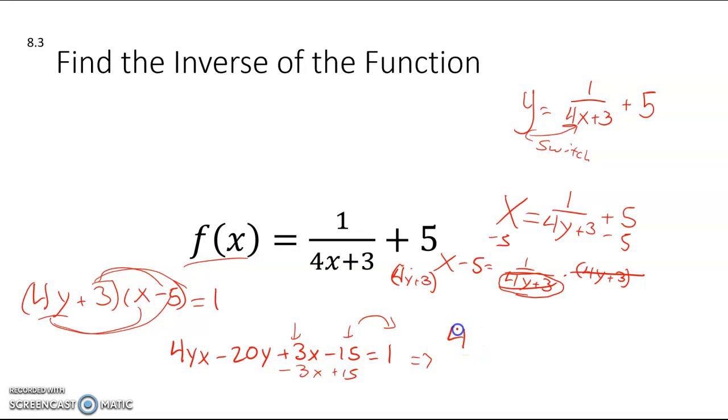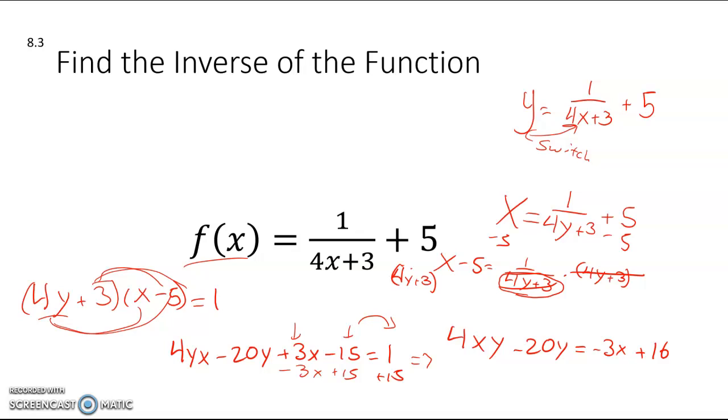And if you get that, we're going to be left with 4xy, it's the same thing, just switch the letters around, minus 20y is equal to negative 3x plus 15 plus 1, that gets me plus 16, all right, because I'm just going to do 1 plus 15 there, okay?